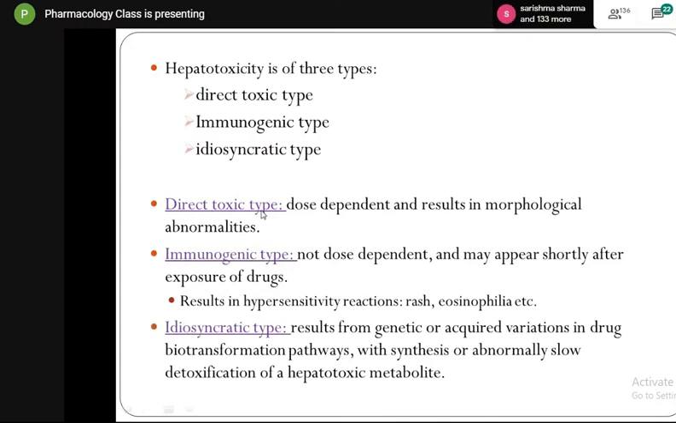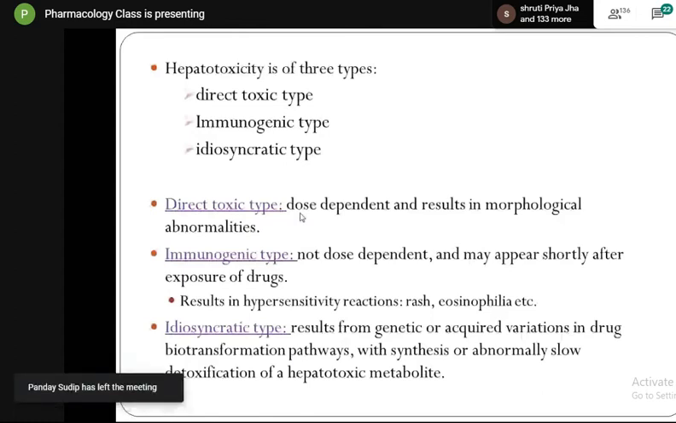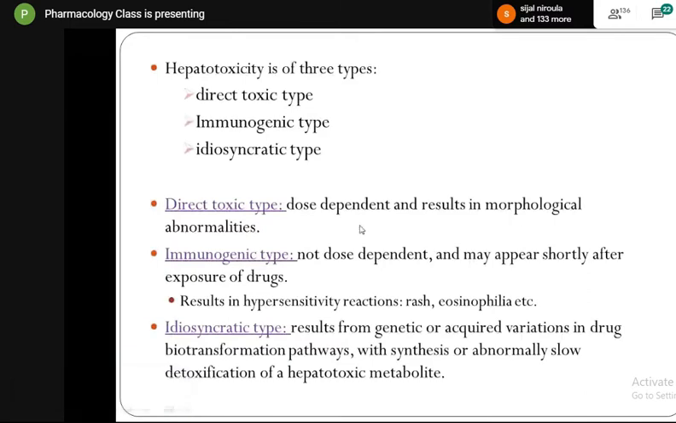So coming to the direct toxic type, as I've said, in this type of hepatotoxic effect by the drugs, there is direct damage and it is dose dependent. So if you go on increasing the dose, that will have a dose-dependent effect on the liver tissues, and it results mainly in morphological abnormalities. So next is the immunogenic type.